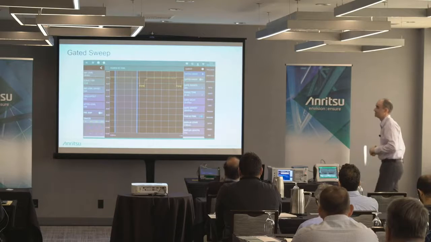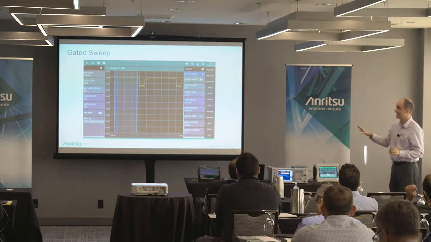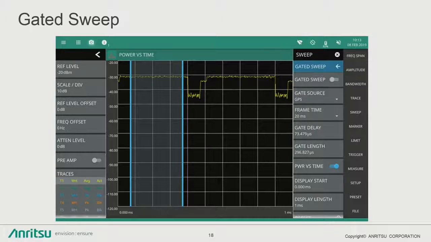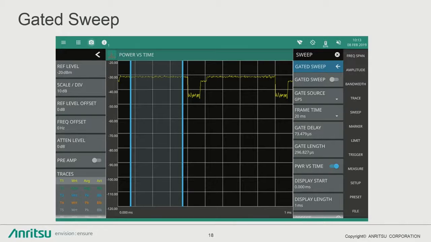All right, now, we've got about 19 minutes left, and I'm going to spend a little bit more time, probably than normal, on this. So gated sweep. How many of you guys are familiar with zero span or time domain? Okay. So what we're looking at here is the time domain on a spectrum analyzer. Essentially, it's telling me what that signal strength has been over a period of time. Okay? Why do I care?